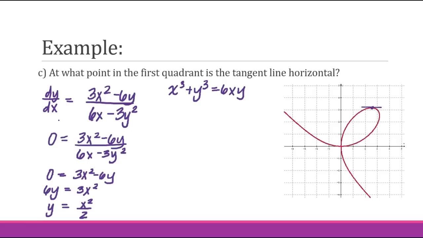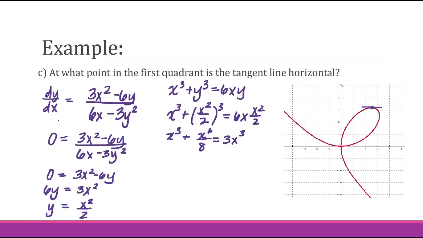And that's where we take this equation and substitute it into the original equation. So in the original equation, we substitute in our x squared over 2 for every y. And when we do that, we end up with x cubed plus x to the 6th over 8 and then 3x cubed. If I subtract the 3x cubed to the left-hand side, I have a negative 2x cubed equals 0.